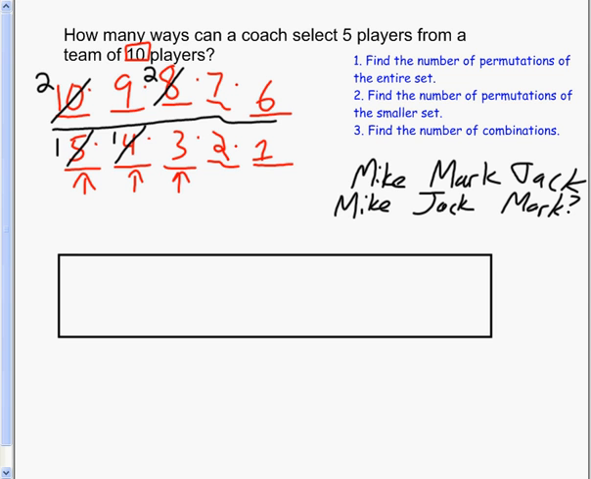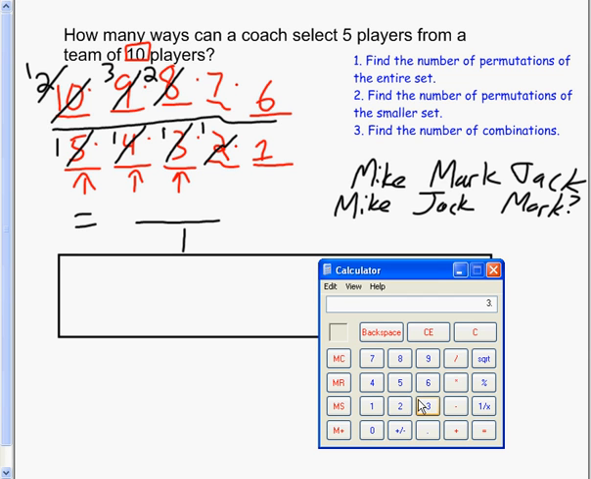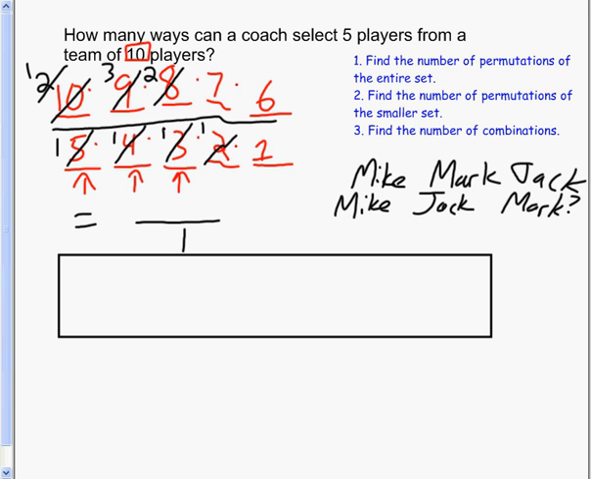Now we're on to 3. 3 is going to go into 9 nicely. 3 goes into 9 3 times, and 3 divided by 3 is 1. Now we have 2 on both the top and bottom, so we're going to divide both of those by 2, and our 10 is now gone. Now we have all 1s on the bottom, and we've got 3 times 2 times 7 times 6 on top. So we get out the calculator, 3 times 2 times 7 times 6, and I get 252 different combinations. So 252 over 1 is 252 teams.